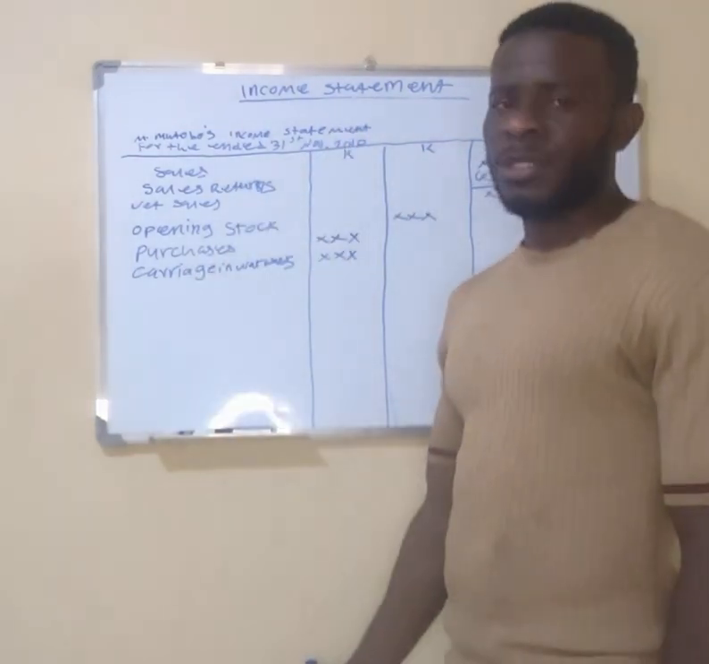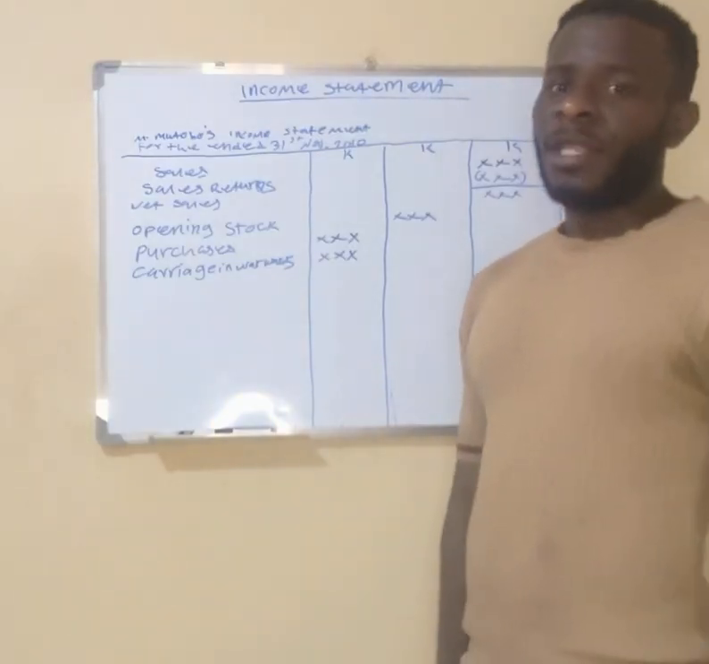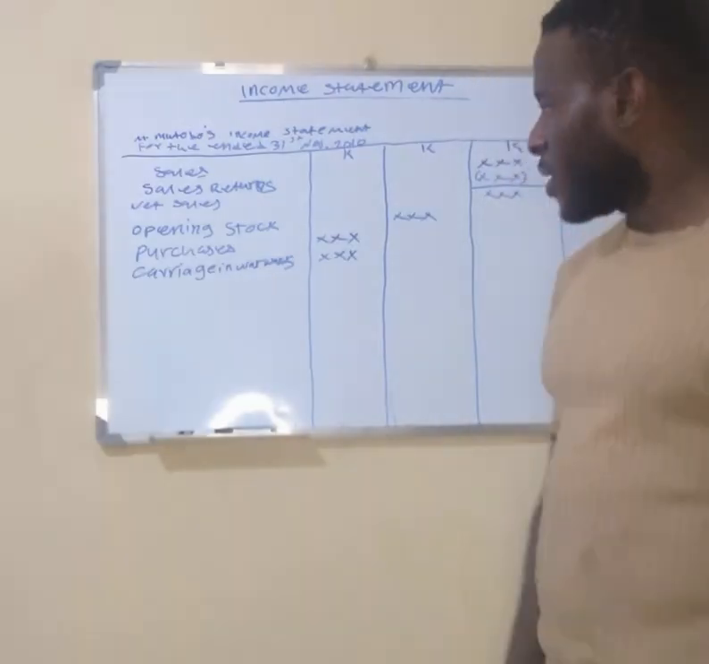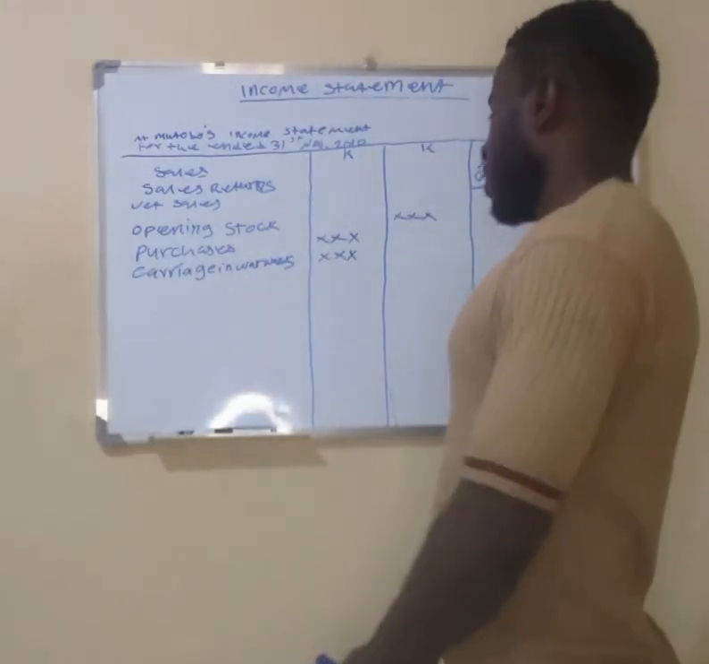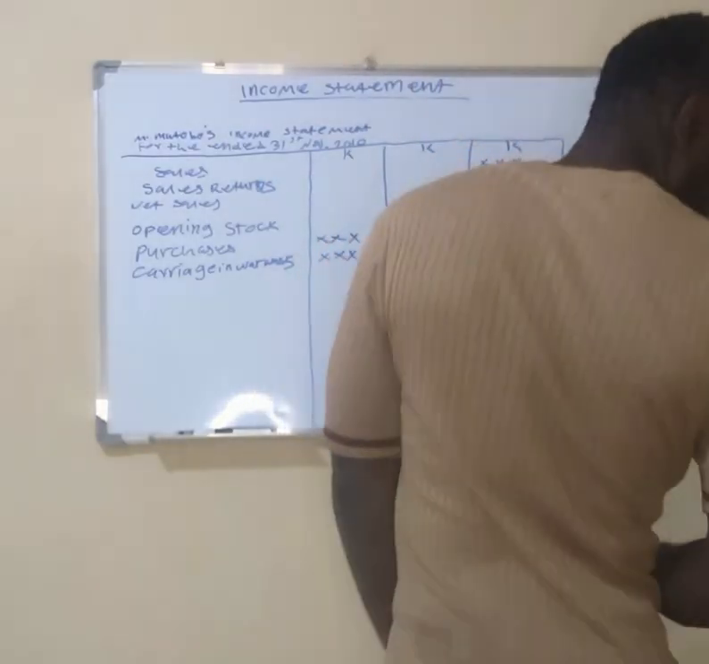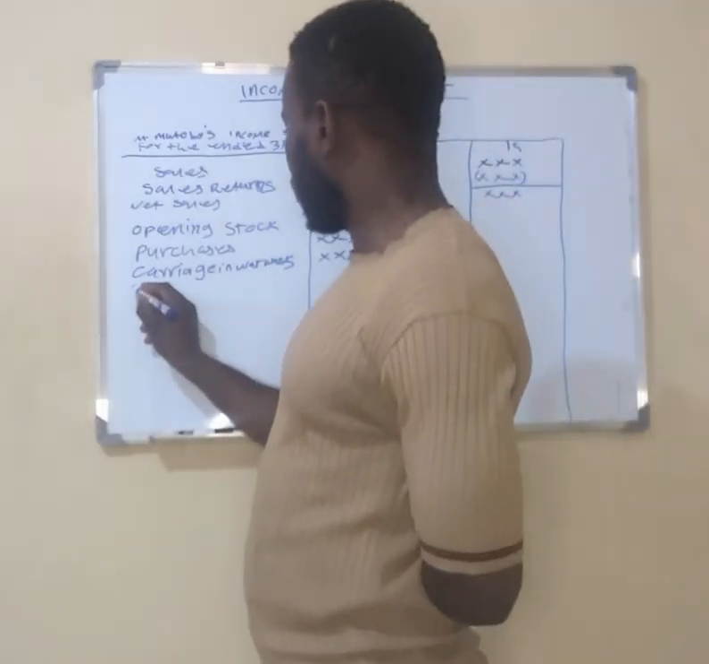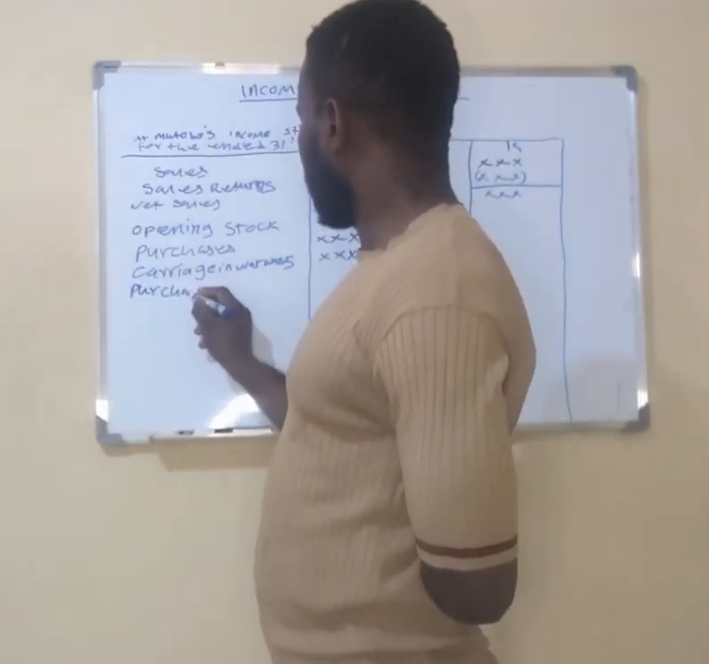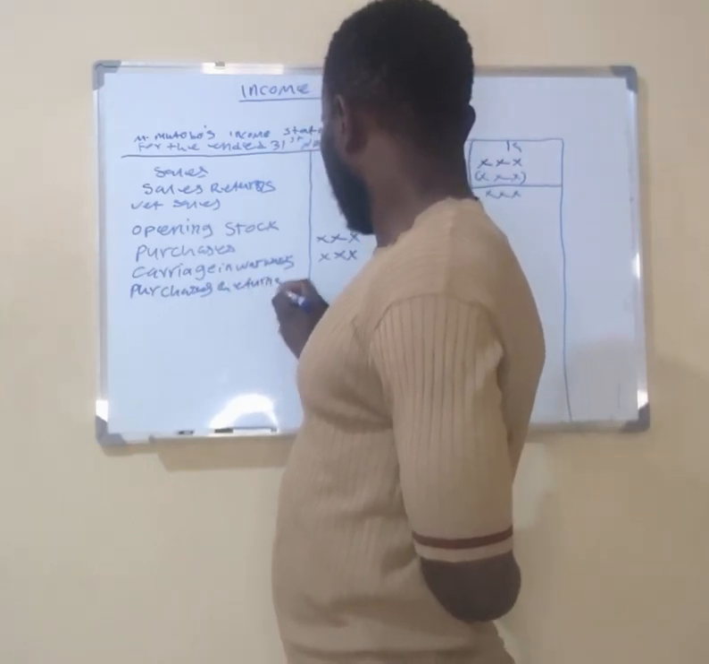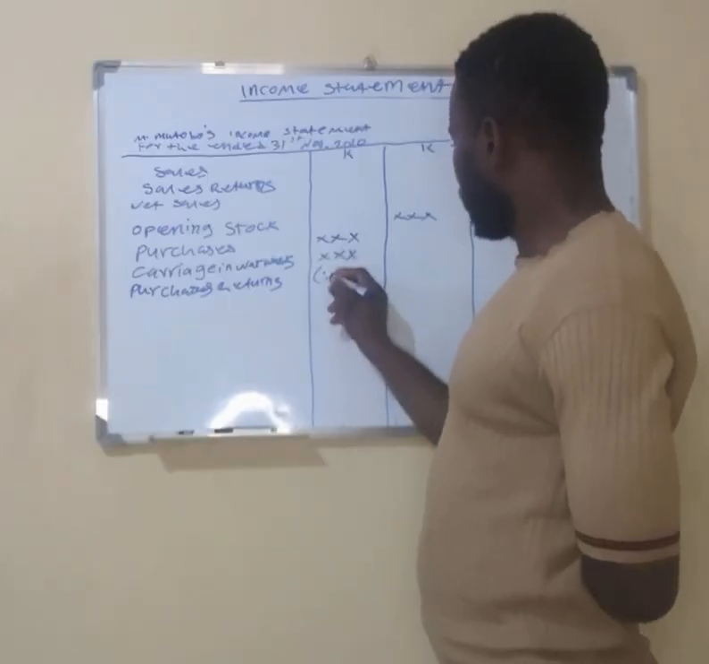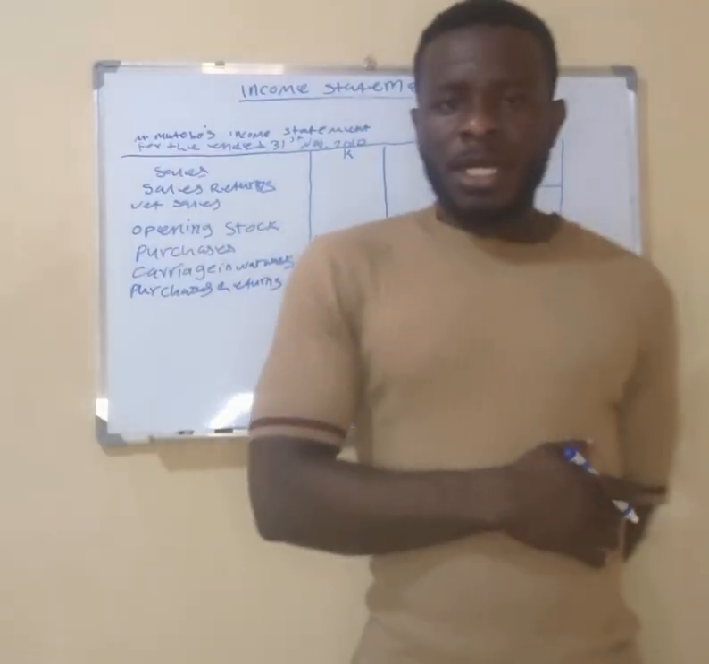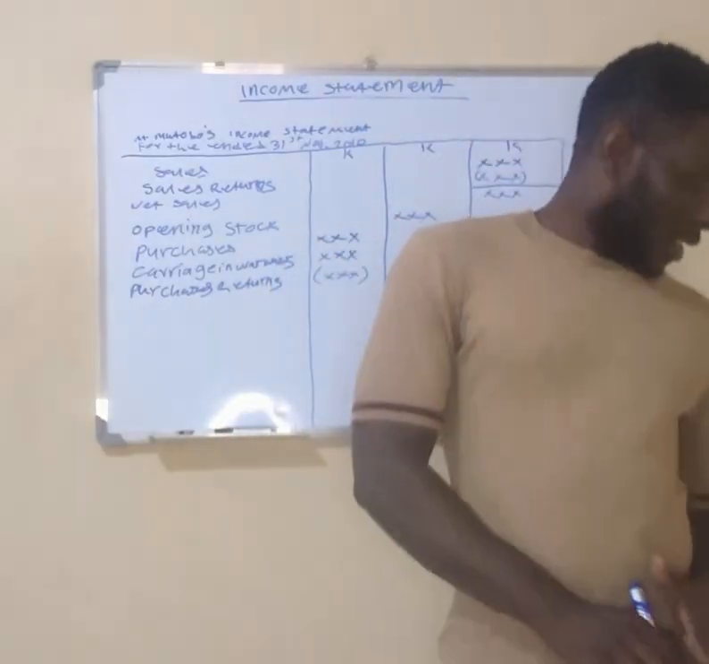You purchase 50 boxes of whatever, and then you discover that 10 of them are defective. You return them back. So that will be a deduction on the purchases. So this is what is known as the purchases returns. Purchases returns, and they'll be subtracted. So when you are subtracting, make sure you add brackets, because brackets represent subtraction.